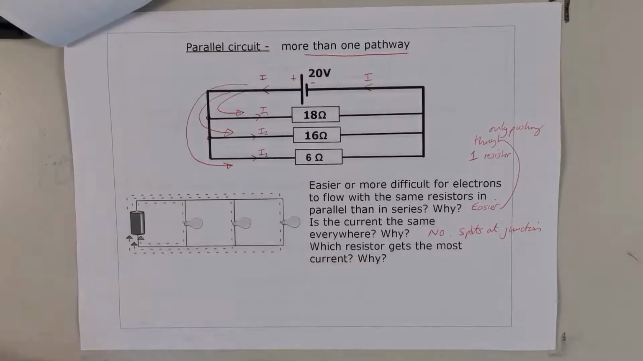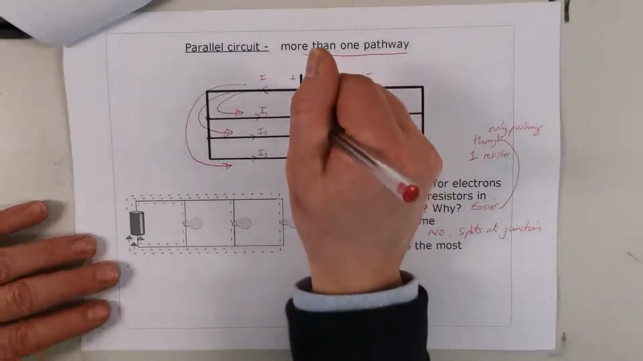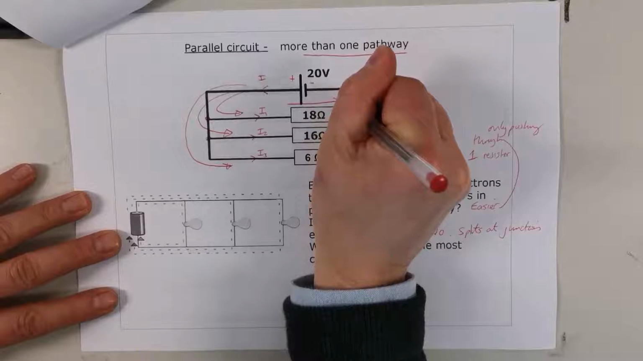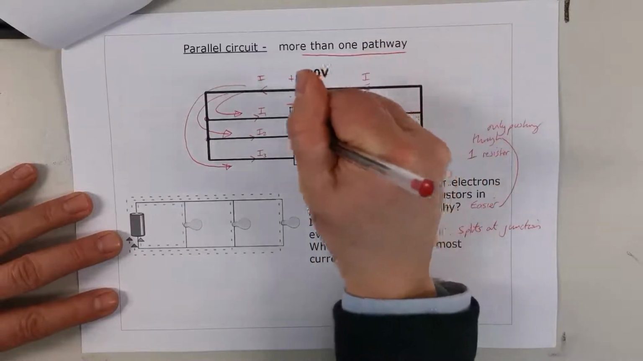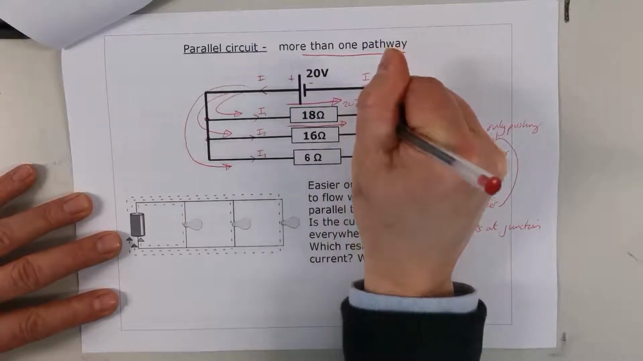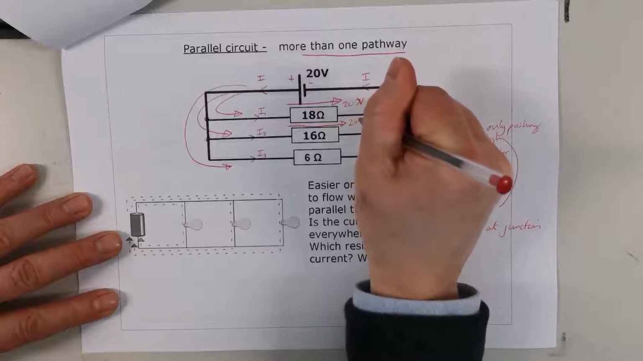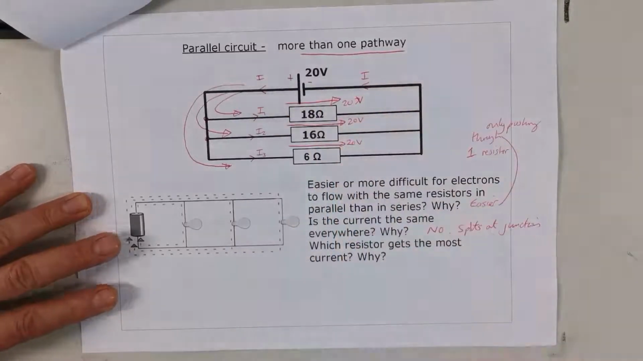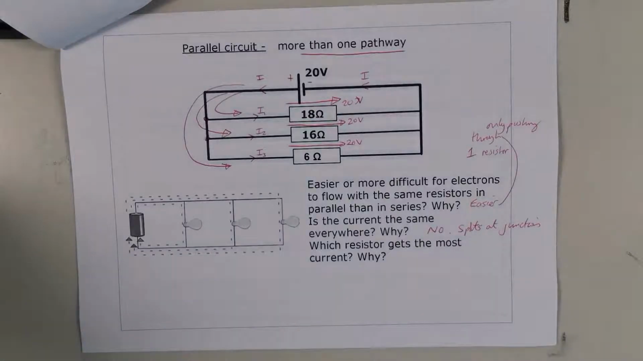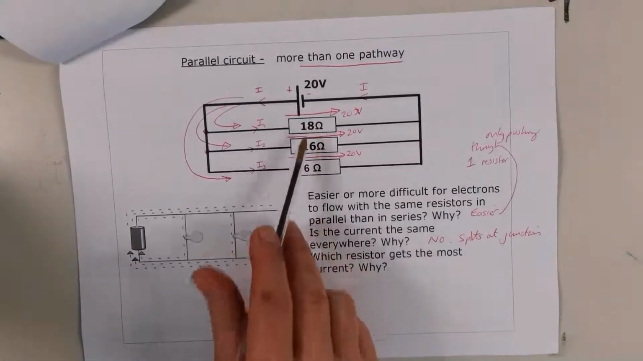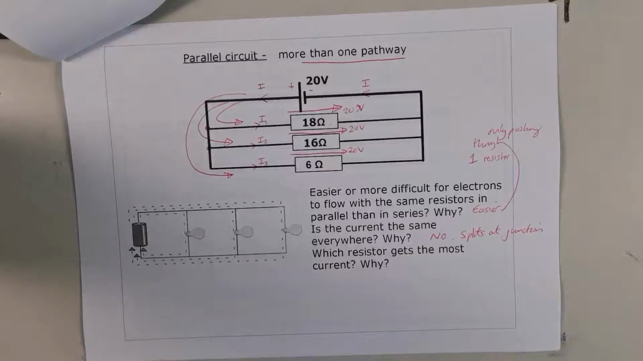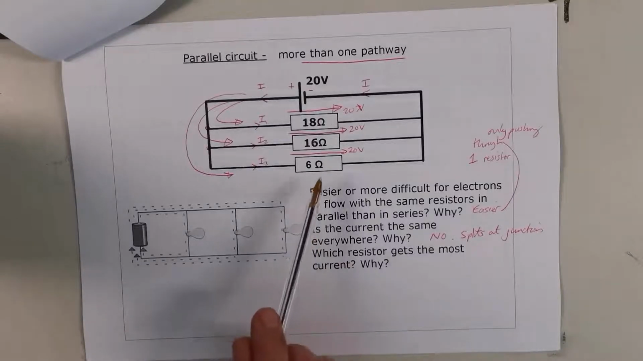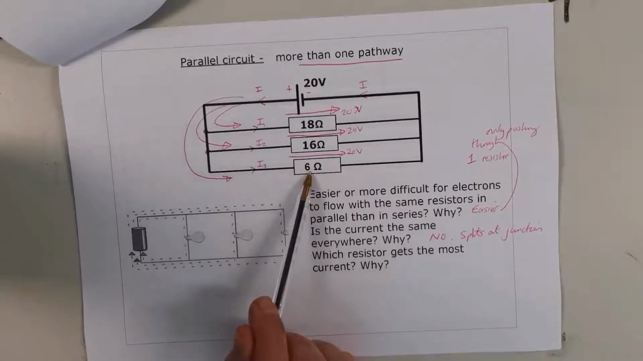Which resistor gets the most? Take a pause here if you want to have a think about that. Well, if you look at all of these circuits here, they all get 20 volts. Every single one here is getting 20 volts. 20 volts and 20 volts. But not all of them have the same resistance. Which one of these resistors is easier to get through? It's actually this one. This has only got 6 ohms.